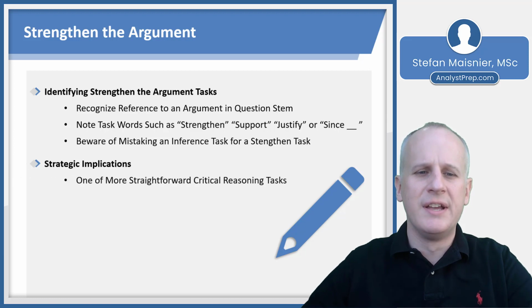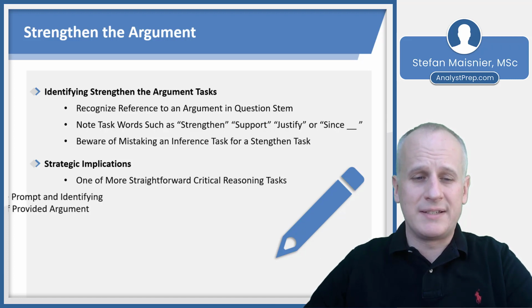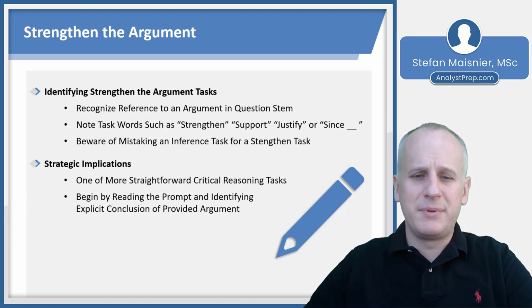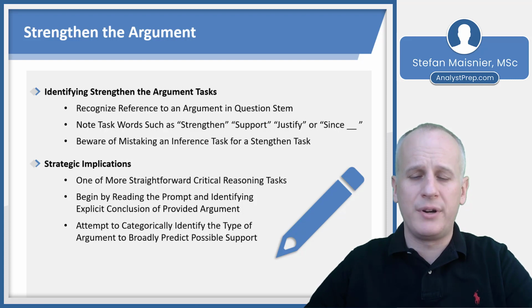So strategically, strengthen the argument tasks are ultimately one of the more straightforward critical reasoning tasks and one of the most common that you may see on the exam. You'll have to begin by reading the prompt and identifying the explicit conclusion of the argument, as you will for any argumentation style critical reasoning. And you'll try to categorically identify one of our common types of support or common types of argument to broadly predict the support for that argument. And we'll be going through that in a bit more detail through a couple of examples and a few slides in a moment.